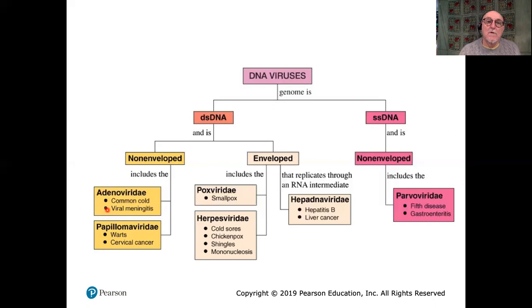There are some which cause viral meningitis, which is an infection of the membranes of the brain. It causes inflammation of the meninges. Viral meningitis varies in severity, but in general, viral meningitis is not a particularly serious illness. It is unlike bacterial meningitis, which is extremely, extremely serious.